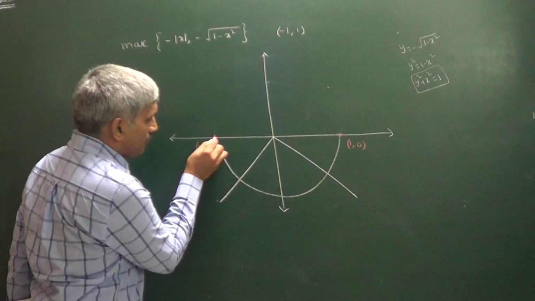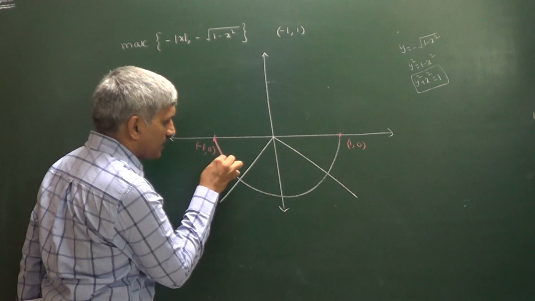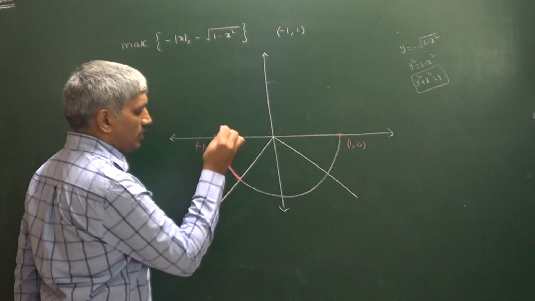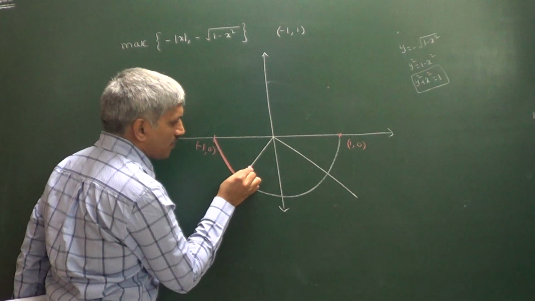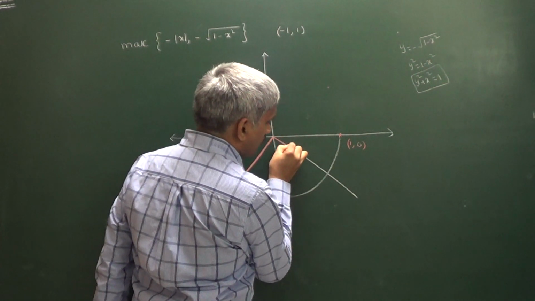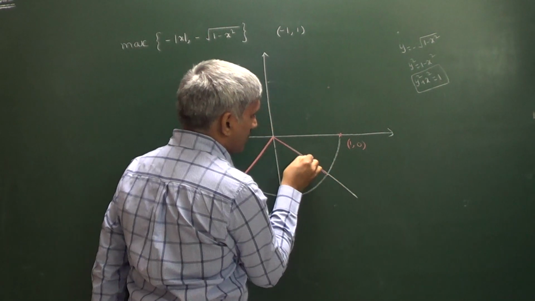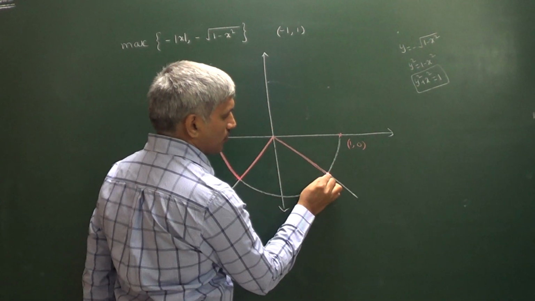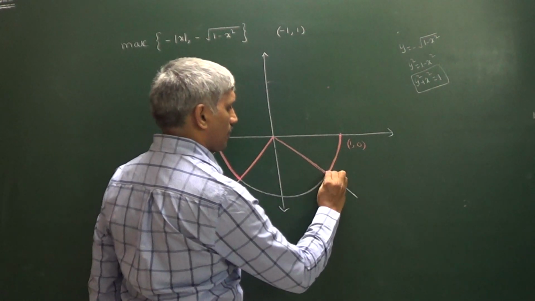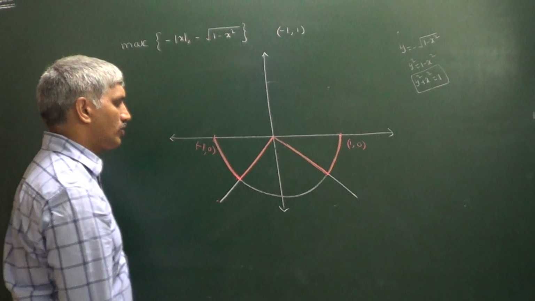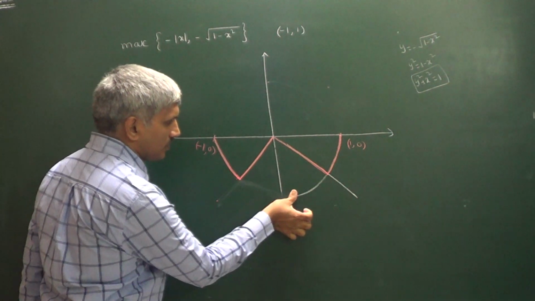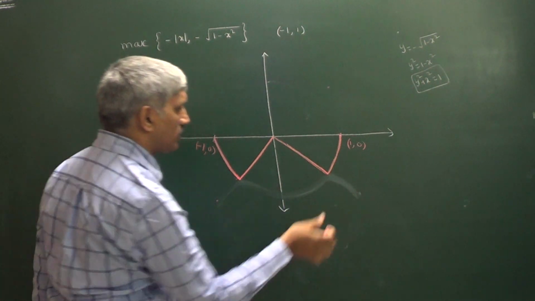Now the portion which I am shading has the maximum, right? From here onwards, the mod x graph has the maximum. Again from here onwards, the mod x graph only has the maximum. But again from here onwards, root of 1 minus x square. Now tell me, overall the graph you will get like this. This is the graph which we got.